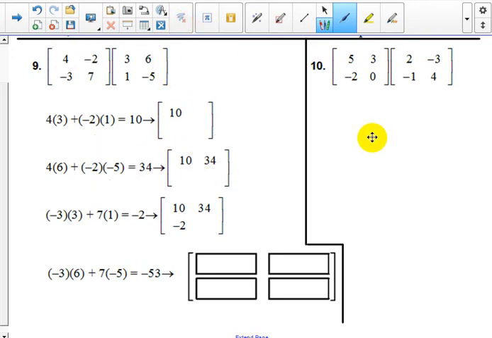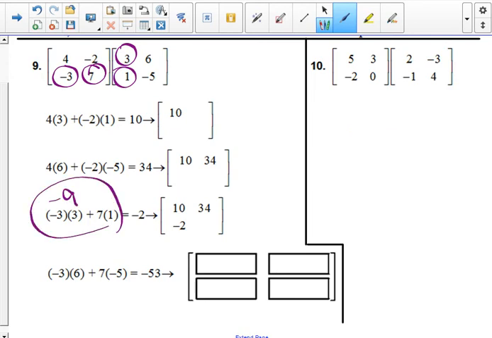All right, so now go to the second row. Now we're going to repeat the process. Negative 3 times 3 plus 7 times 1. So it's negative 9 plus 7, which is negative 2. And that goes where they're intersecting.